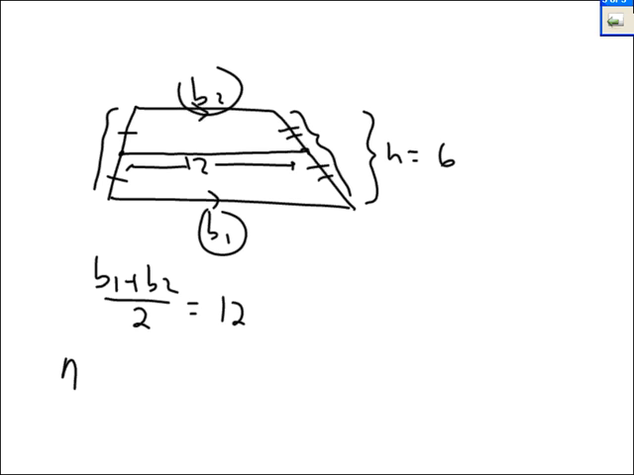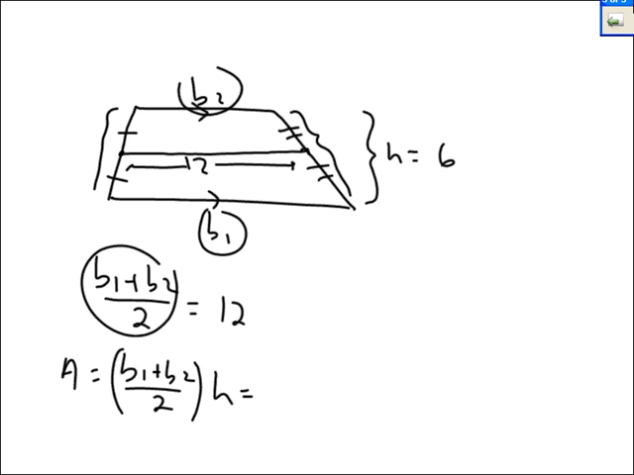And the area is B1 plus B2 over 2 times H. Well, I know what that is. It's 12 times 6, 72. So I don't even know where B1 and B2 are, but I know their average. And this has to be both midpoints.